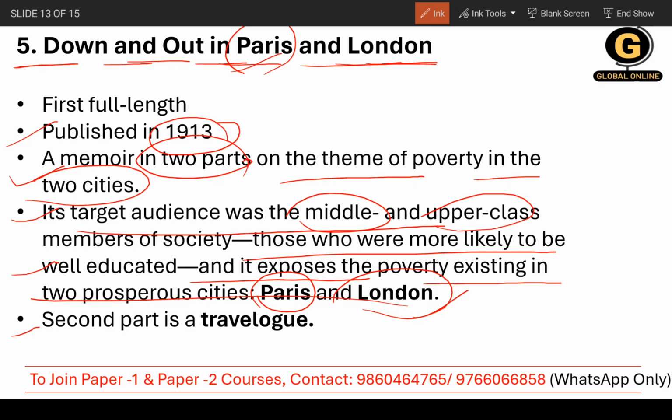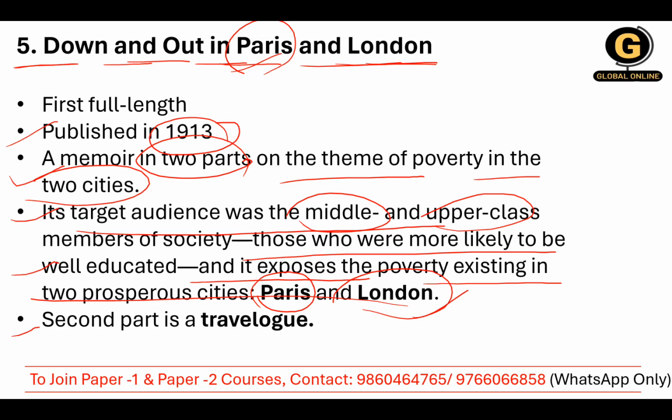Now, the second part is a travelogue. The first part is basically talking about two cities and the second part is all about travelogue. It talks about travels and all. So do remember this.